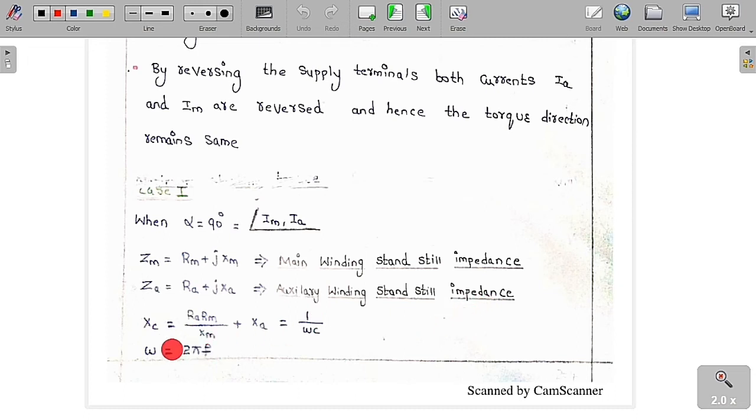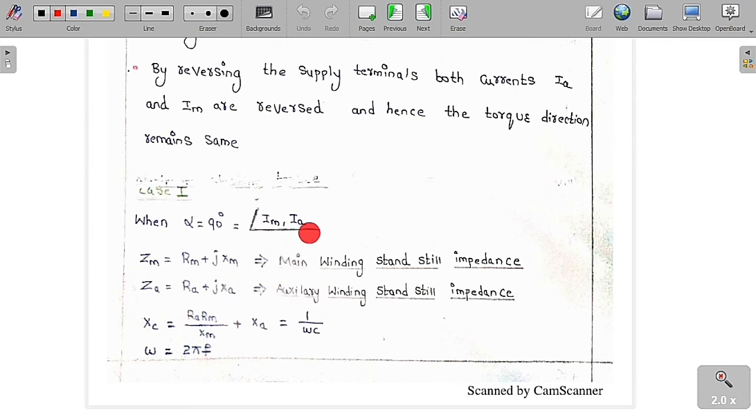Then Xc is equal to Ra into Rm by Xm plus Xa, which is equal to 1 by omega C. So Xc is equal to 1 by omega C. If alpha is equal to 90 degrees, it is the phase difference between Im and Ia. Then Im is going to lag the supply voltage by an angle of tan inverse of Xm by Rm.